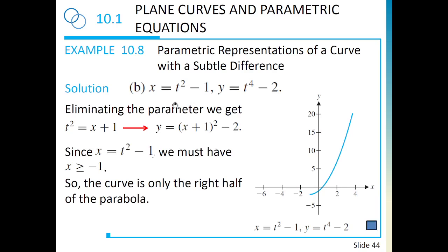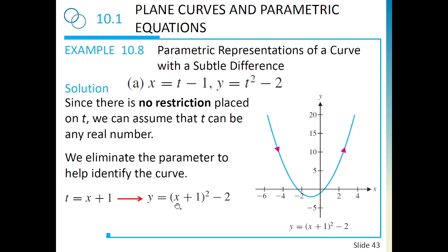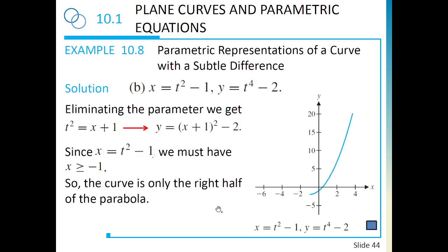Now for the second expression, we said t can be anything, but x will go from -1 to infinity. Again, we can isolate t squared, so we can replace it. So we get a similar expression: (x plus 1) squared minus 2. So it looks like we have the same type of parabola.